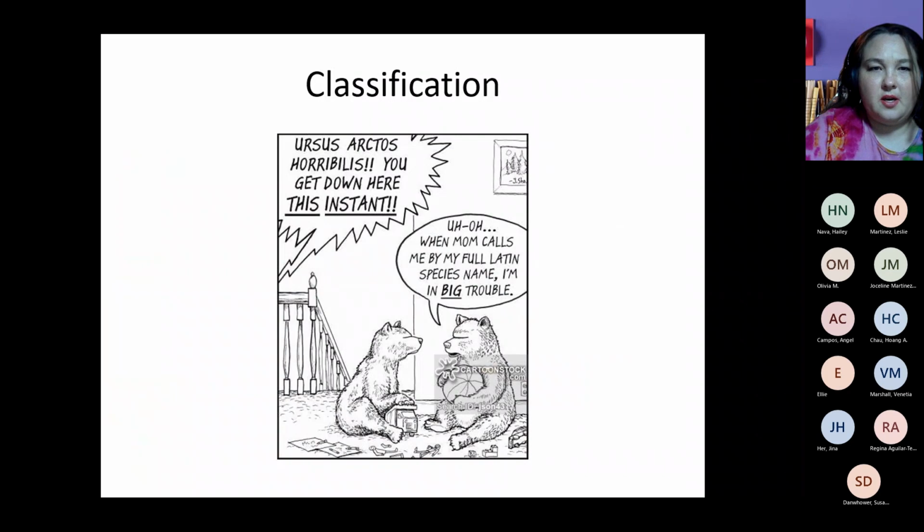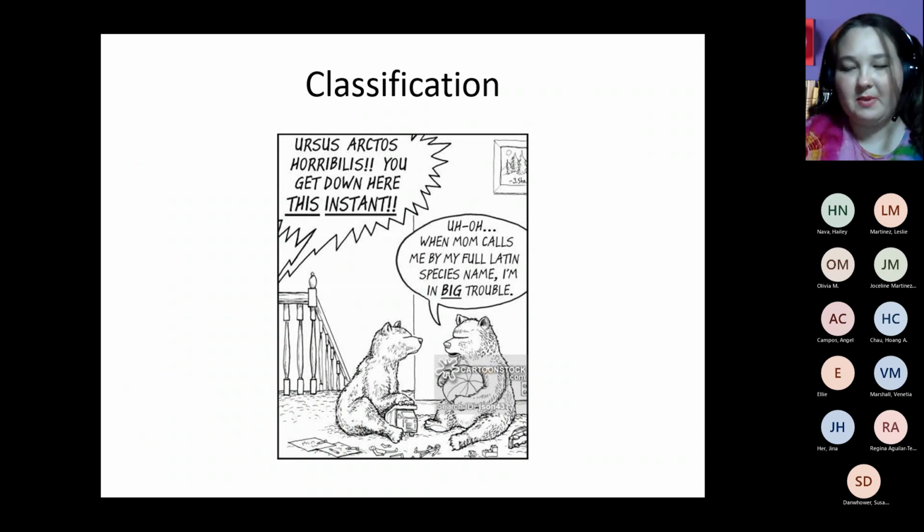Classification. Ursus arctos horribilis, you get down here this instant. Uh-oh, when my mom calls me by my full Latin species name, I'm in big trouble, says the little bear.